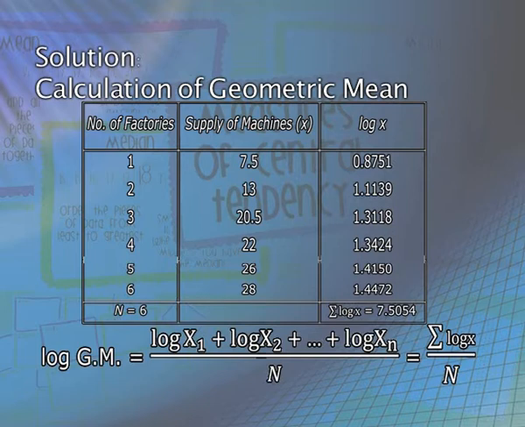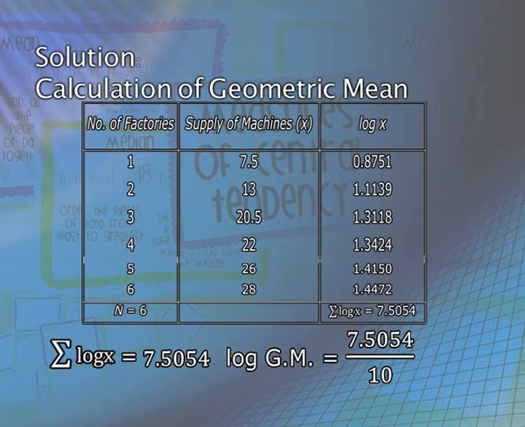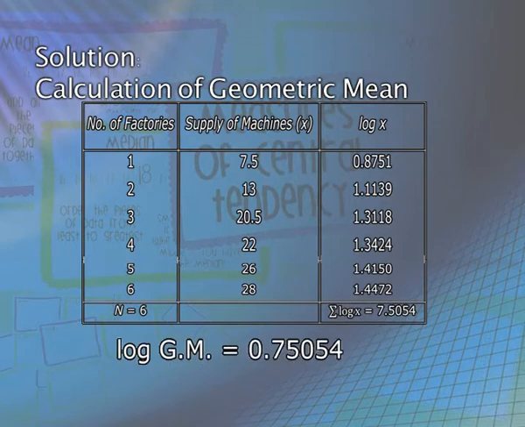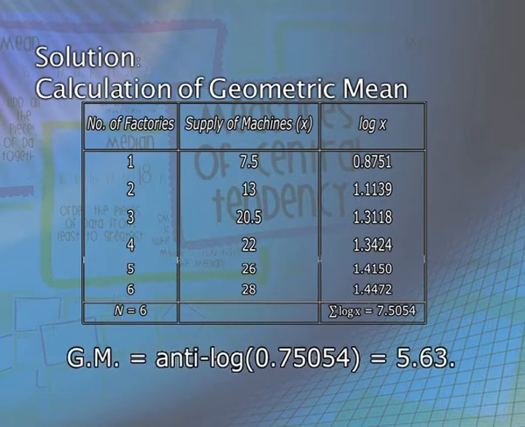So we know this is equal to sigma log x, the whole thing divided by n again. We have already calculated sigma log x, which is equal to 7.5054. So apply the formula. Log of GM is equal to 7.5054 divided by 10. The log of GM will be equal to 0.75054. So let's take the anti-log of this. So GM will be equal to the anti-log of 0.75054, which is going to be 5.63.